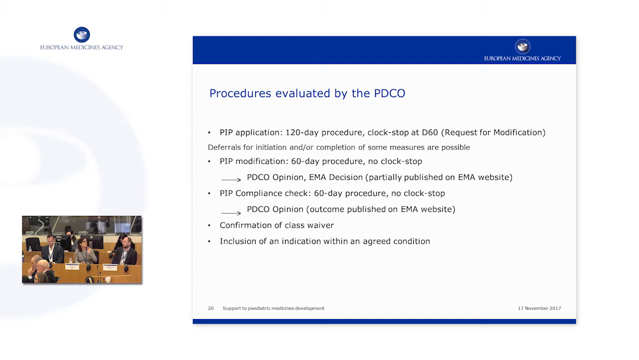Once the PIP has been submitted, as mentioned before, a PIP can be modified. So PIP modification is a 60-day procedure with no clock stop. At the end of it, a PDCO opinion and subsequently a decision will be issued, and it's published on the EMA website, redacted. A PIP compliance check is also a 60-day procedure with no clock stop either, and it leads also to the issue of a PDCO opinion, but no decision.